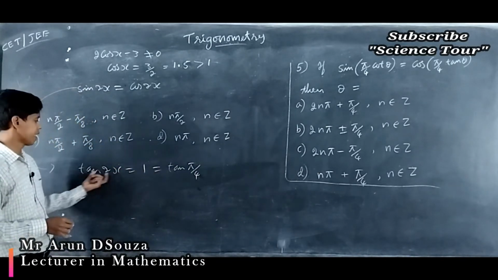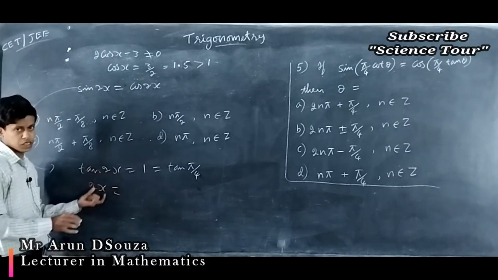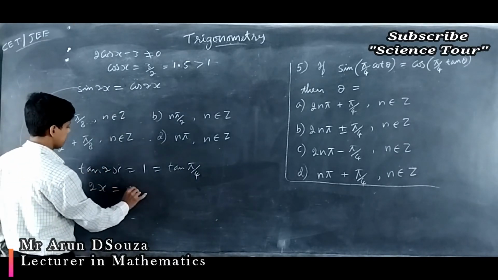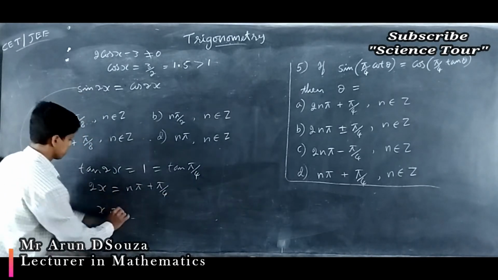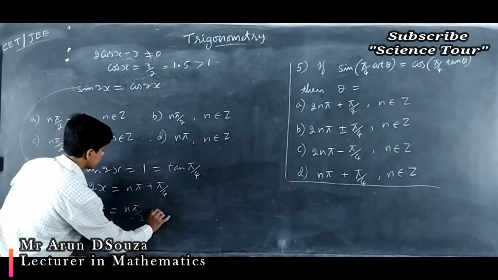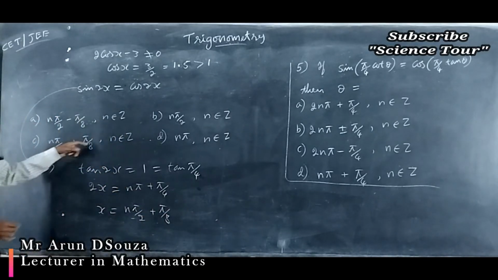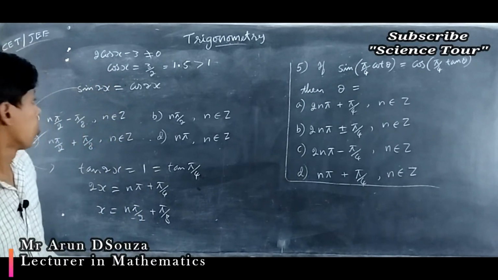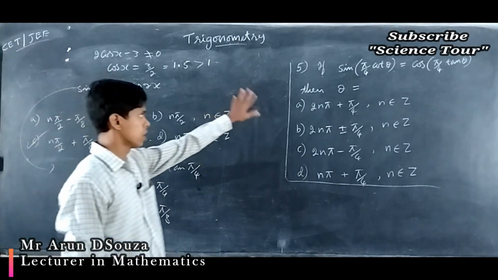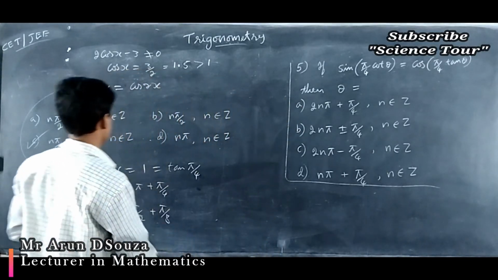Now you have got tan theta is equal to tan alpha, therefore theta, that means 2x, is equal to n pi plus pi by 4. So that is like x is equal to n pi by 2 plus pi by 8. So n pi by 2 plus pi by 8 is option C. Therefore option C is the answer for the fourth question. So the last question of today's class, let's go to the fifth question.